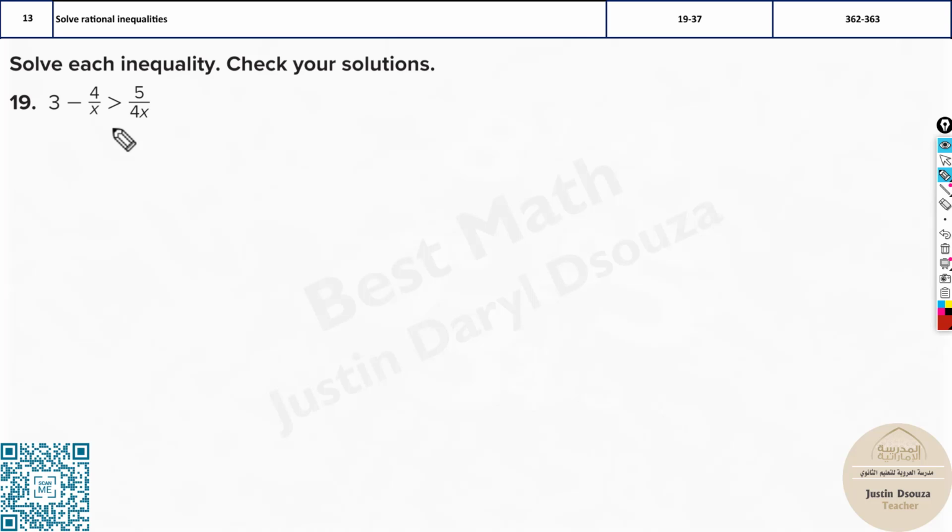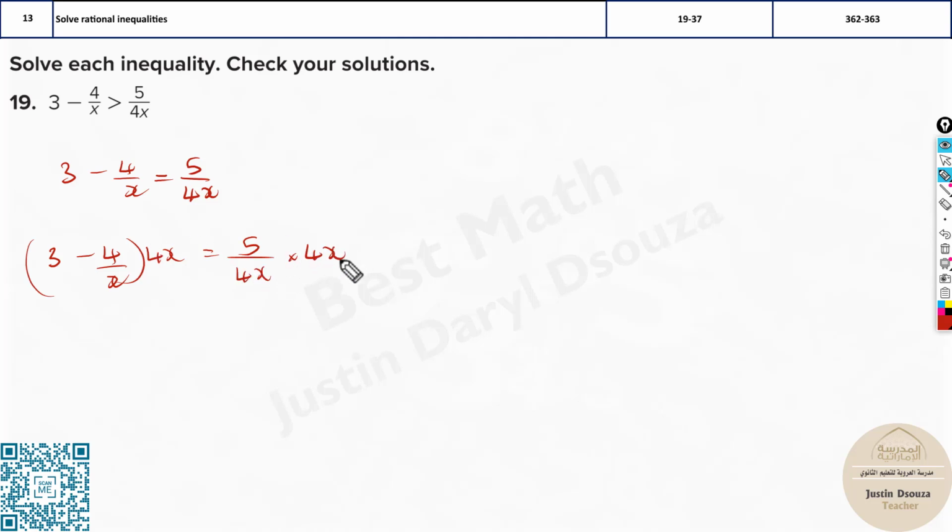Over here, what you need to do is consider this inequality as an equation itself, 3 minus 4 by x equal to 5 by 4x. Now here, it's better to get all these denominators to the numerator. There are various ways. One of the easy ways would be, see, this has 4x. So if I multiply throughout by 4x, this denominator cancels, x also cancels. What I mean is 3 minus 4 by x will be multiplied by 4x. That will be equal to 5 by 4x, also multiplied by 4x. Both the sides are multiplied by 4x, so it's balanced.